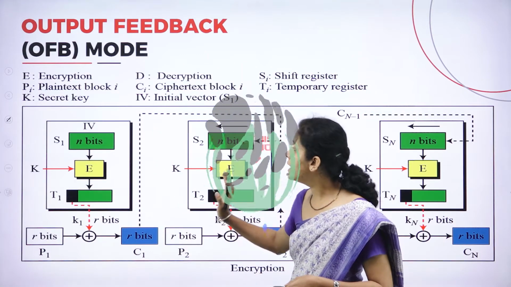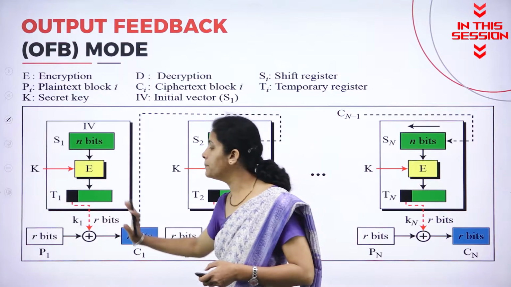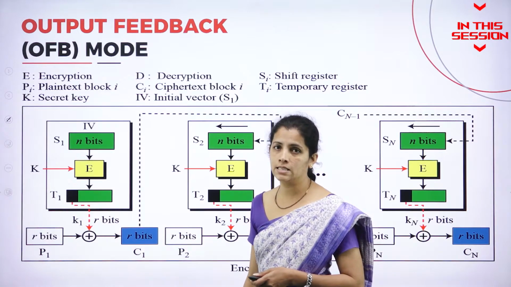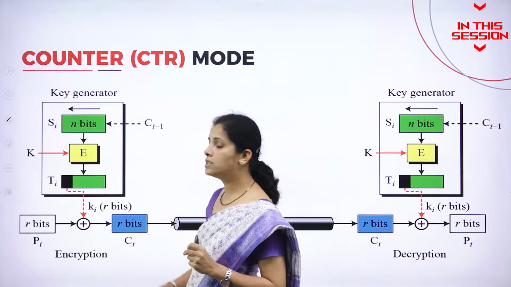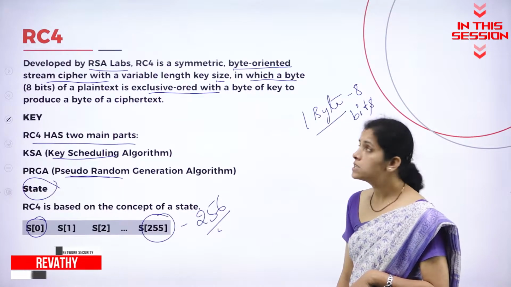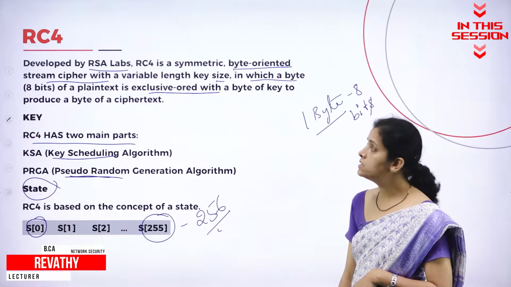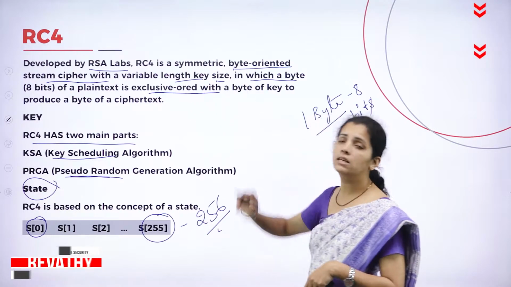All the bits are independent to each other. That means I'm not going to depend on this ciphertext. What is the output I'm going to get from the key generation algorithm? That is the input to this XOR operation. RC4 is a symmetric byte-oriented stream cipher with variable length key size.